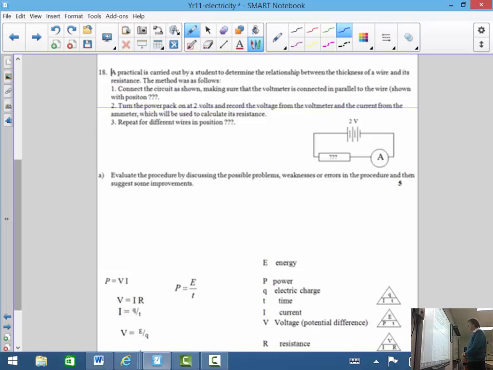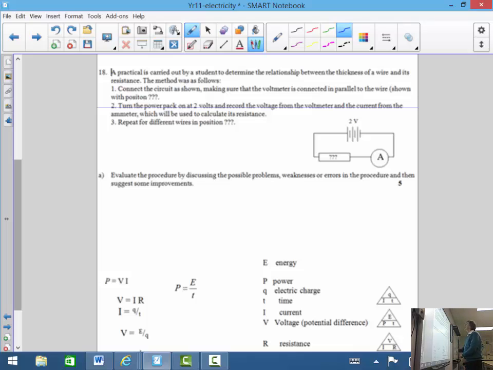Evaluate the procedure by discussing possible problems, weaknesses or errors, and how you can improve it. Alright, so they turn the power on at just 2 volts and record the voltage once. So they could repeat and average for this particular piece of wire several times to overcome random errors when they've actually read the needle on the ammeter.